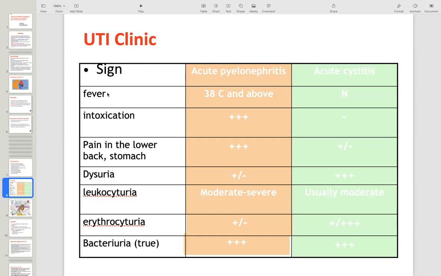cystitis. So the main sign is the fever. In case of acute pyelonephritis, the fever is about 38 degrees and above. Intoxication is more pronounced in acute pyelonephritis. Pain in the lower back and stomach is present mostly in pyelonephritis. Dysuria is pronounced in acute cystitis. Leukocyturia is moderate to severe in pyelonephritis and usually moderate in cystitis. Erythrocyturia is pronounced in cystitis, and bacteriuria is pronounced and present in both cases.